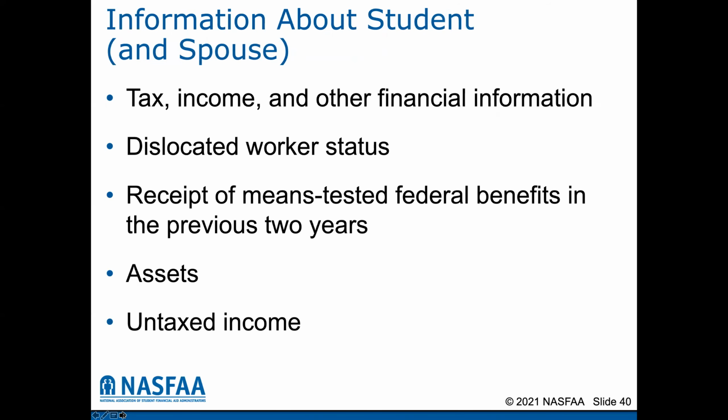Information about your student and or their spouse. Tax, again, income and other financial information. Basically the same questions. Are they a dislocated worker? Did they receive any of the means tested federal benefits, their assets, their untaxed income?